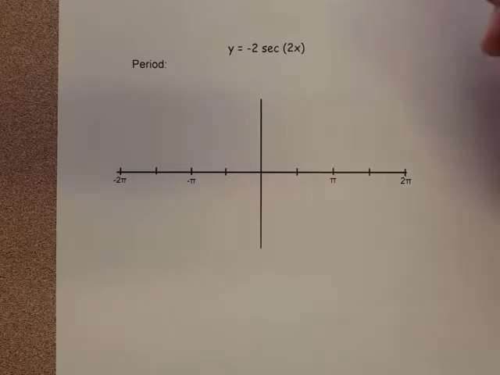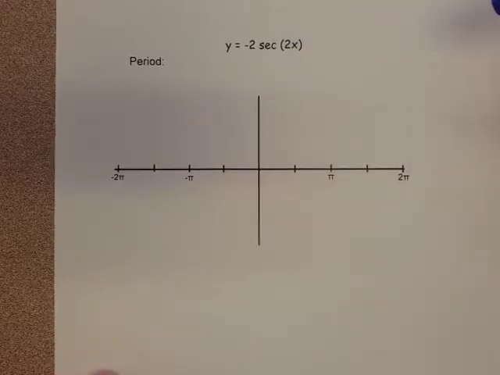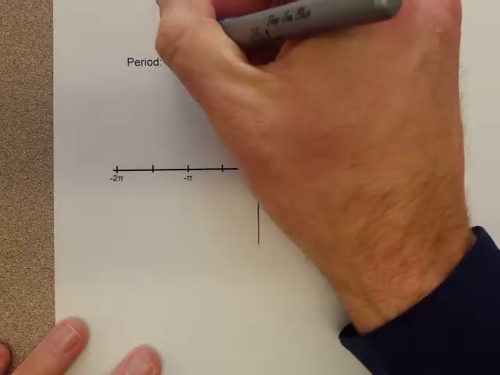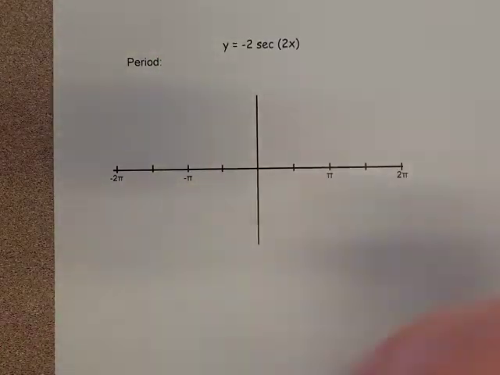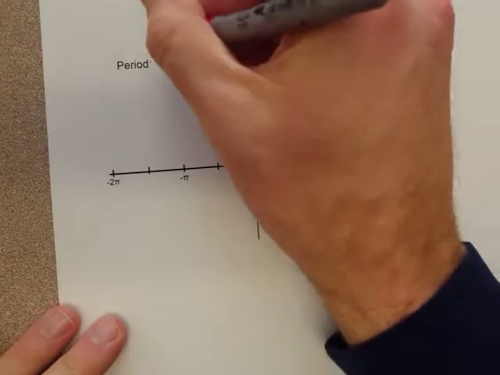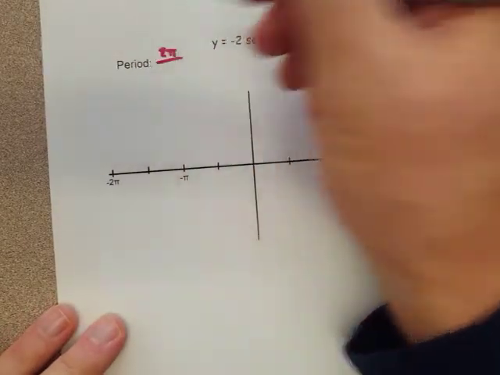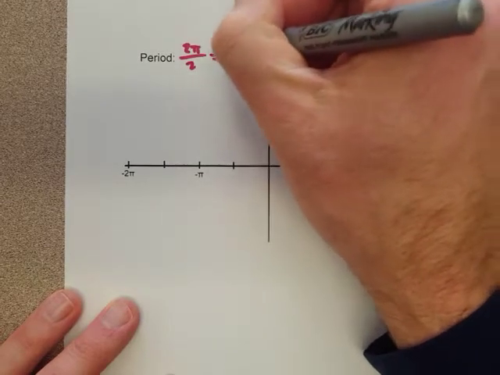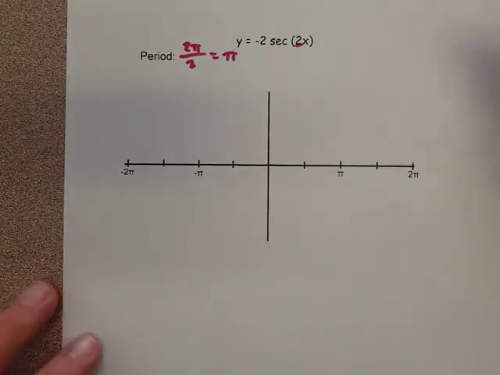First of all, let's figure out what the period is. The period in this case has to do with the 2. Now normally, as we've talked about, the basic period, if it's not modified, is 2 pi. But we are having it modified here. We're dividing it by the 2. So in this case, our period is going to be pi.